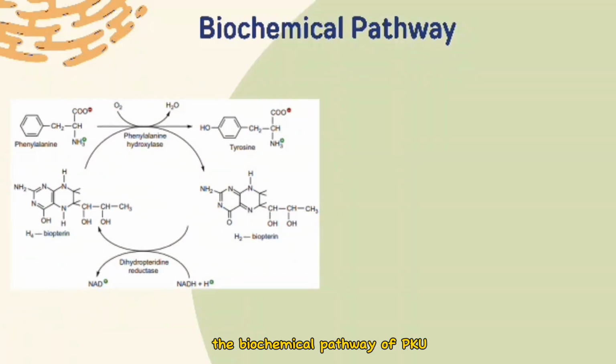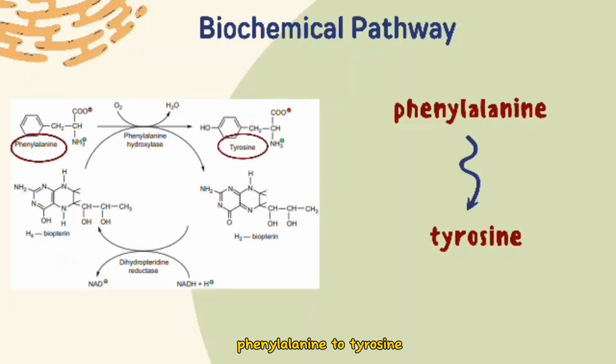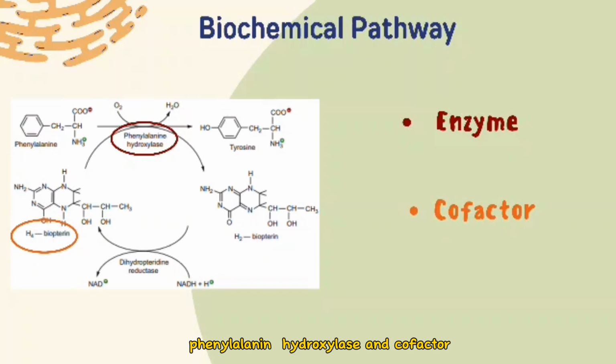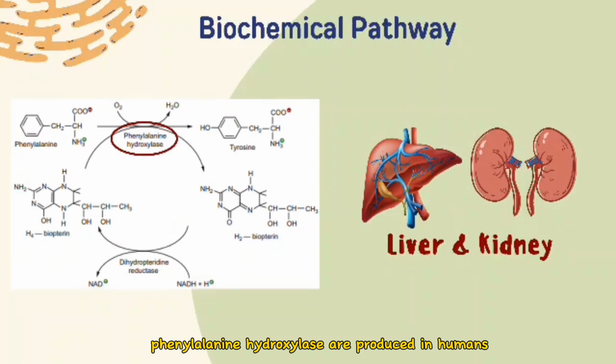The biochemical pathway of PKU is the conversion of phenylalanine to tyrosine. The process is catalyzed by an enzyme called phenylalanine hydroxylase and the cofactor tetrahydrobiopterin. Phenylalanine hydroxylase is produced in the human liver and kidney.